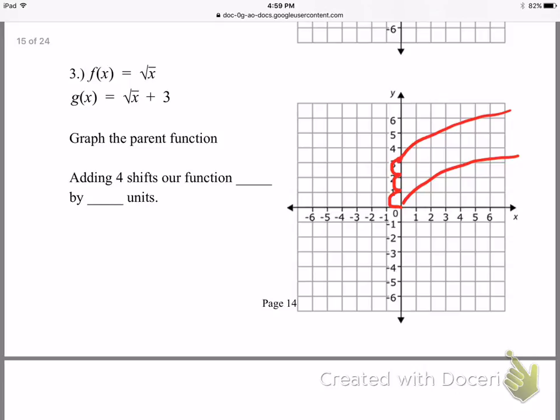So we're going to go out and go like this. It still doesn't take anything in the negatives. We're going to be going to the right still, going up the same amount. We're just starting up by 3. So adding 3 shifts our function up by 3 units.